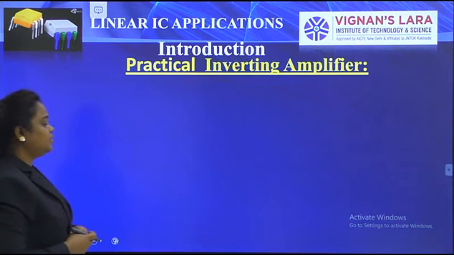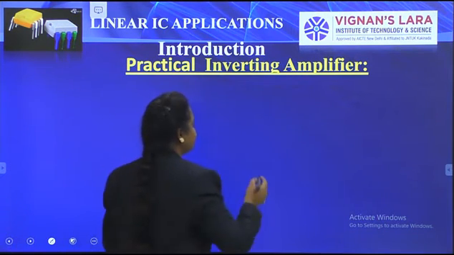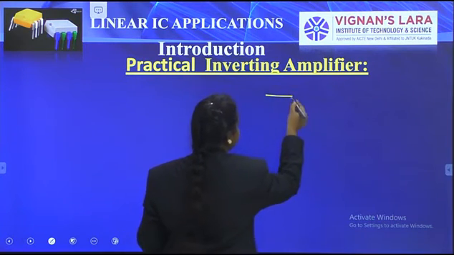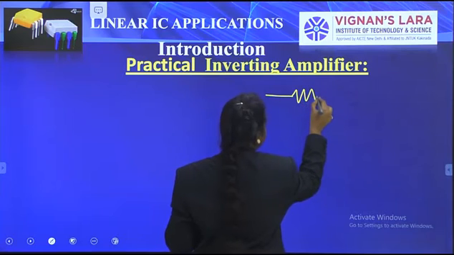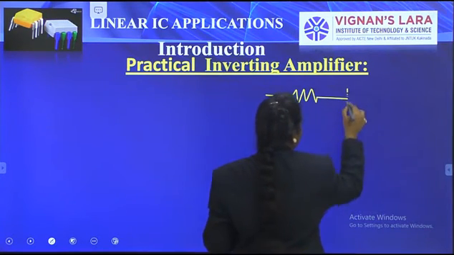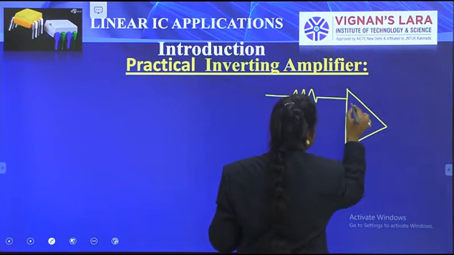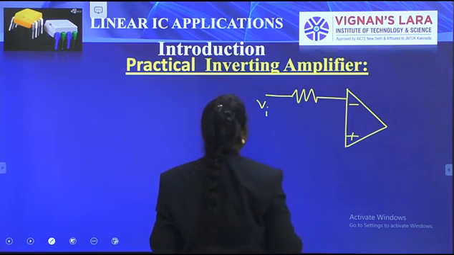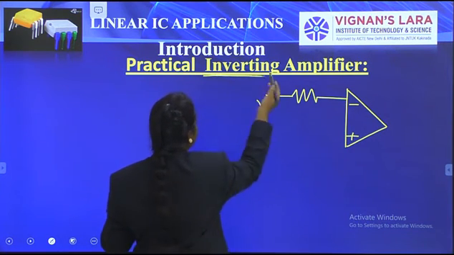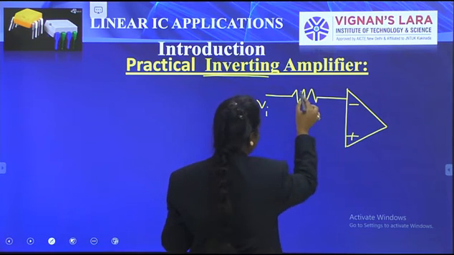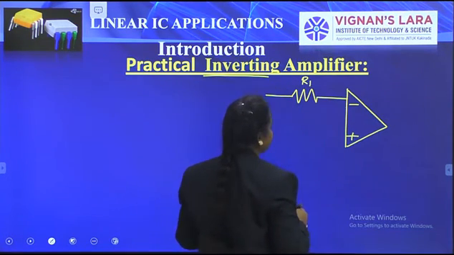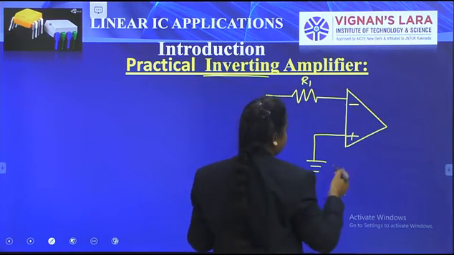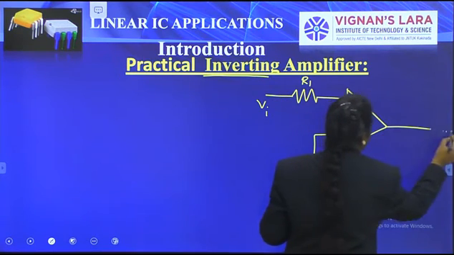Here we have a practical inverting amplifier. I have a circuit for this derivation. I have taken the op amp with simple resistors and the input voltages. This is the inverting terminal and this is the non-inverting terminal. For the inverting terminal, I apply VI. R1 is a resistor at the inverting terminal, and the non-inverting terminal is kept at ground. Here, V0 is the output.